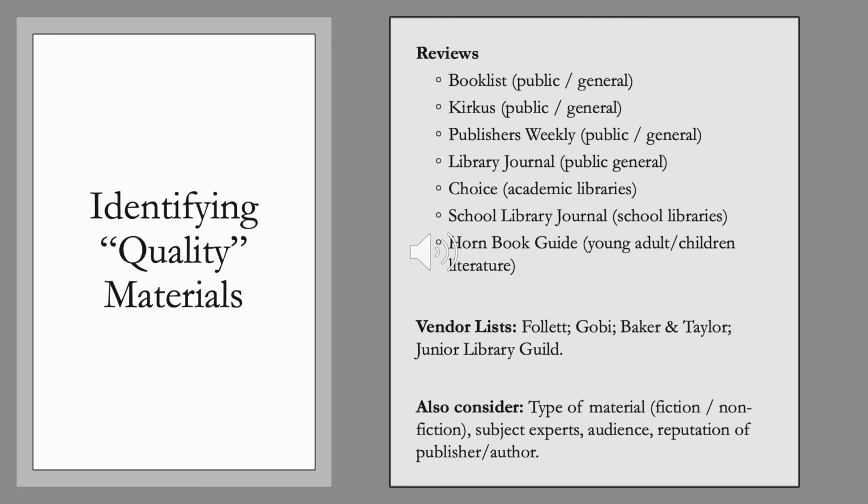There are a lot of services out there to assist libraries in finding quality materials. For example, Booklist, Kirkus, Publishers Weekly, library journals. They're all standards. Choice, as you know, is targeted to academic libraries. School Library Journal focuses on school libraries. And the Horn Book Guide is created for young adult and children's literature. Vendors also can provide lists or packages of curated materials that might be aligned to awards or newly released titles and academic subjects.